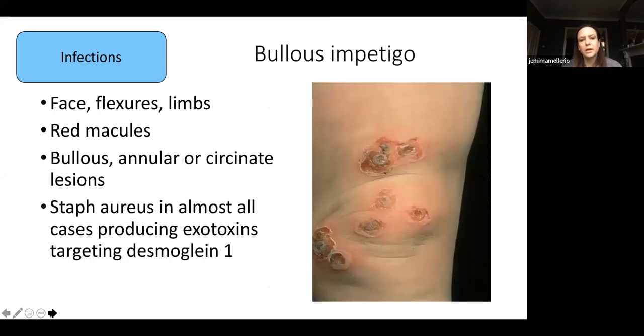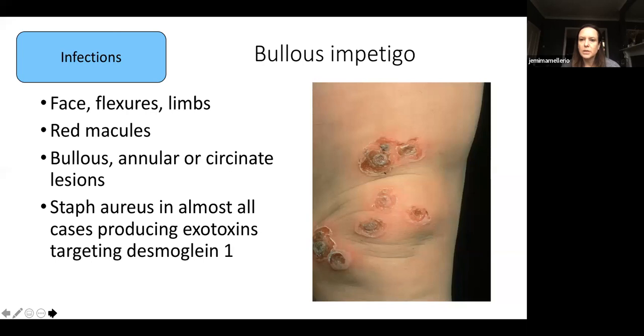Now, bullous impetigo has a slightly different appearance. It often affects the face like the other type of impetigo contagiosa. But often you can get it in the flexures and on the limbs. And again, it starts as little red patches, but these develop into more bullous, blistery lesions. And often they have this characteristic morphology, which is slightly annular or ring-shaped. And if you were to swab these patches, you would find Staph aureus in almost all cases.